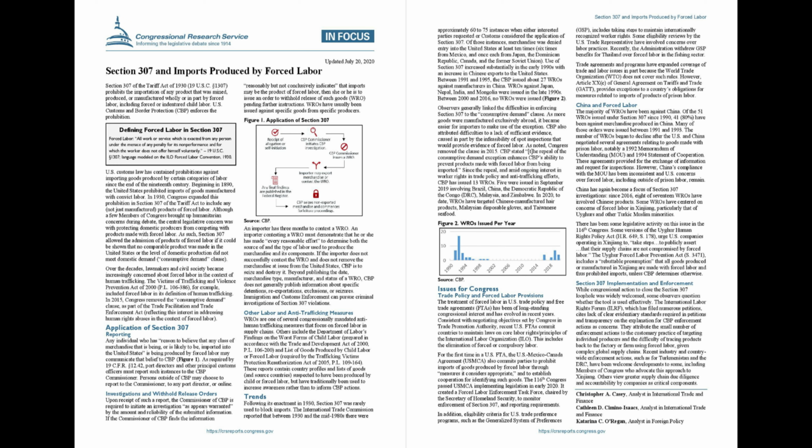WROs against Japan, Nepal, India, and Mongolia were issued in the late 1990s. Between 2000 and 2016, no WROs were issued. Figure 2. Observers generally linked the difficulties in enforcing Section 307 to the consumptive demand clause.